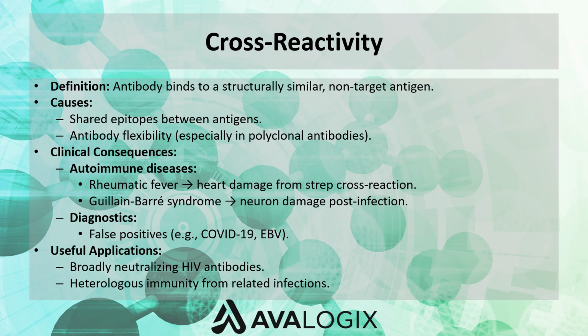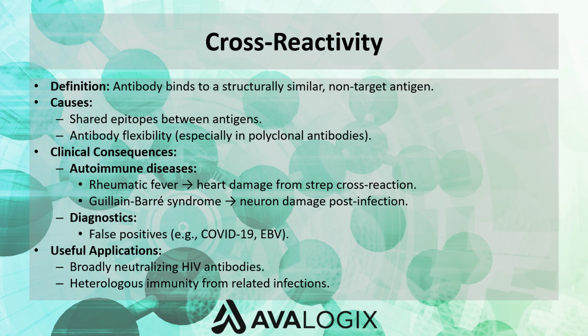On a molecular level, cross-reactivity occurs when different antigens share similar or identical epitopes, or when the antibody's binding site, the paratope, is flexible enough to accommodate similar shapes. This is especially common with polyclonal antibodies, which target multiple epitopes. Even monoclonal antibodies can show cross-reactivity if their specificity isn't absolute.